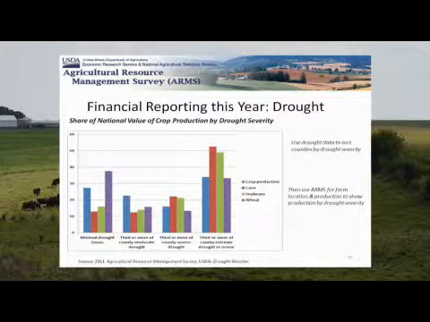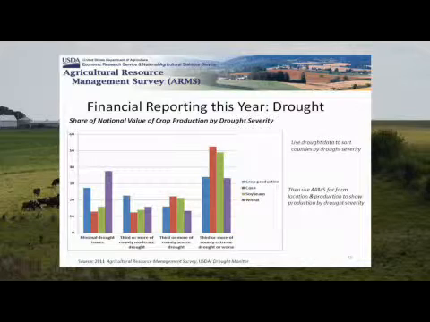The chart here uses USDA weather data to sort the counties of the country into 4 different categories according to the severity of the drought that they faced, from minimal drought all the way up to extreme drought or worse. What we then did was tie this to ARMS data so we could clearly understand how much of corn or wheat or soybean production was in extreme drought areas.